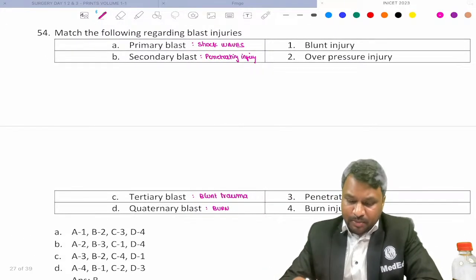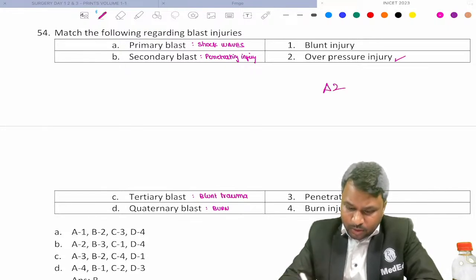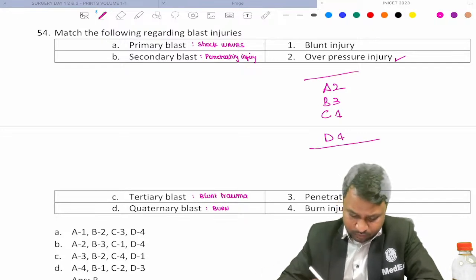Okay. So primary blast is because of shock waves. So where do you have shock waves? Shock waves, I can say, is overpressure injury, that is 2. So A is going to be 2. Penetrating injury, that is B, is going to be 3. Tertiary injury, that is C, is blunt, that is 1. And quaternary is going to be burn, right? 2, 3, 1, 4. It is B for Bombay.